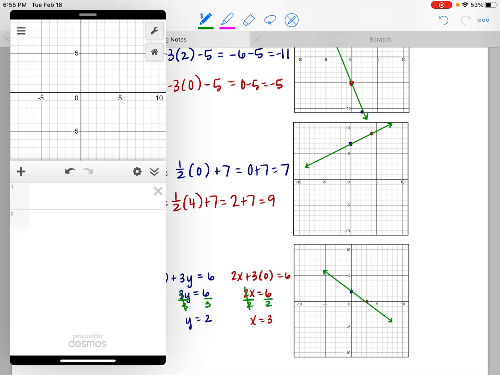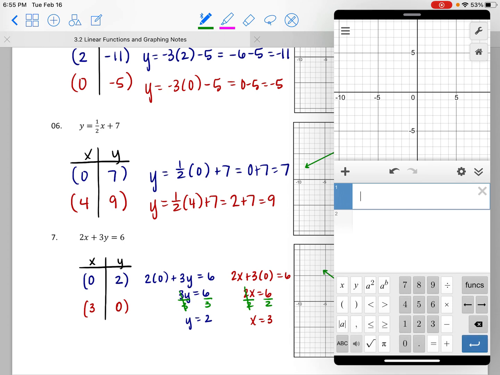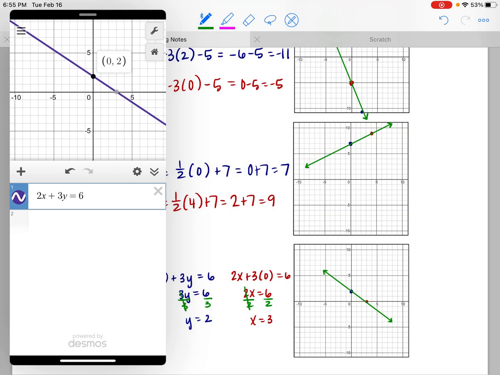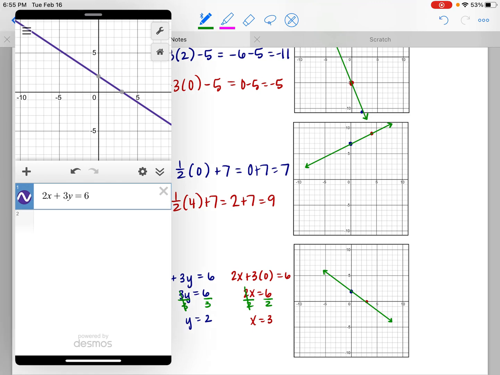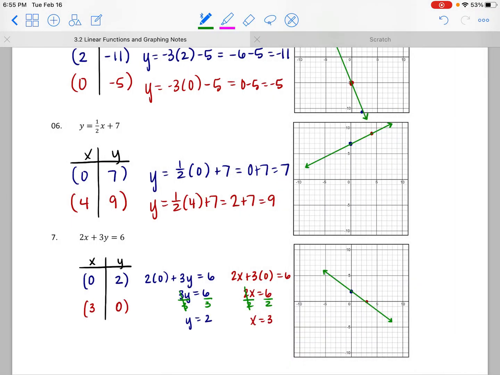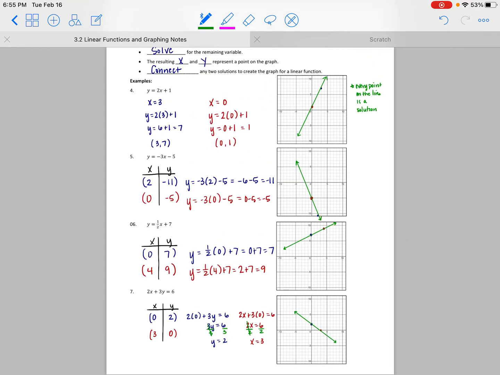And then the last one, again, just so we can confirm, we've got 2x plus 3y equal to 6. And it looks exactly like my graph. I got a point at (0, 2), I got a point at (3, 0), so everything is confirmed, okay? So we should be able to find solutions by hand and use them to produce a graph by hand, but fortunately for us, we have technology that will confirm everything we're doing.